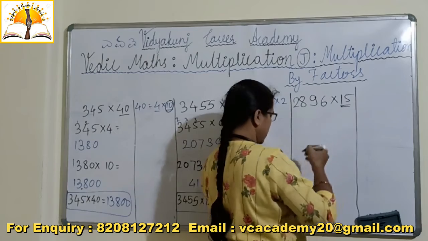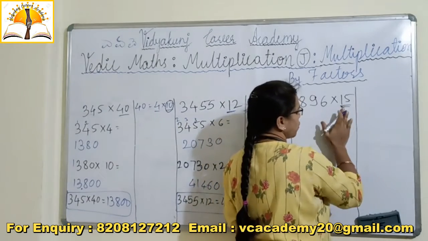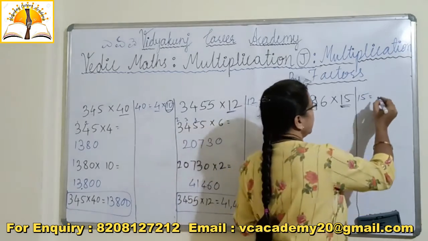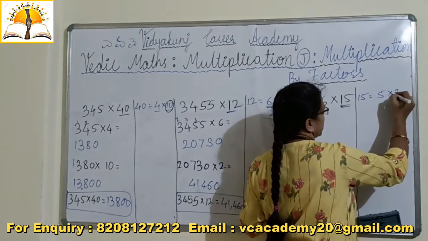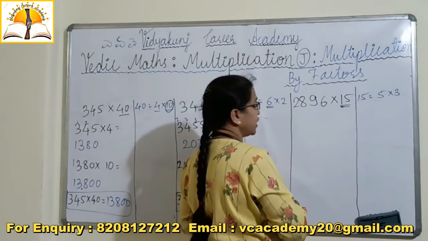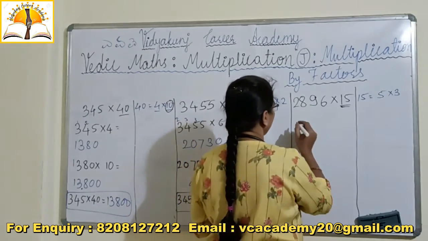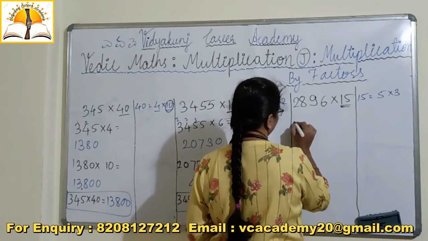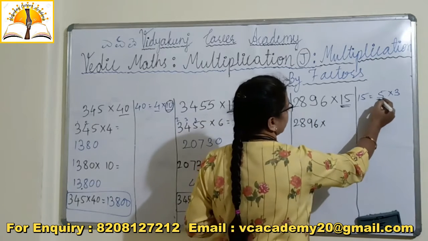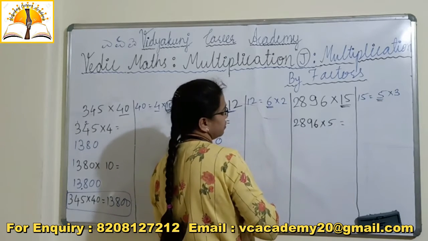Here the multiplier is 15. We have to write the factors of 15. What are the factors? 5 into 3. Yes, 5 and 3 are factors. I will take the factors one by one and then do the multiplication. 2896 into, I have taken one factor, 5.